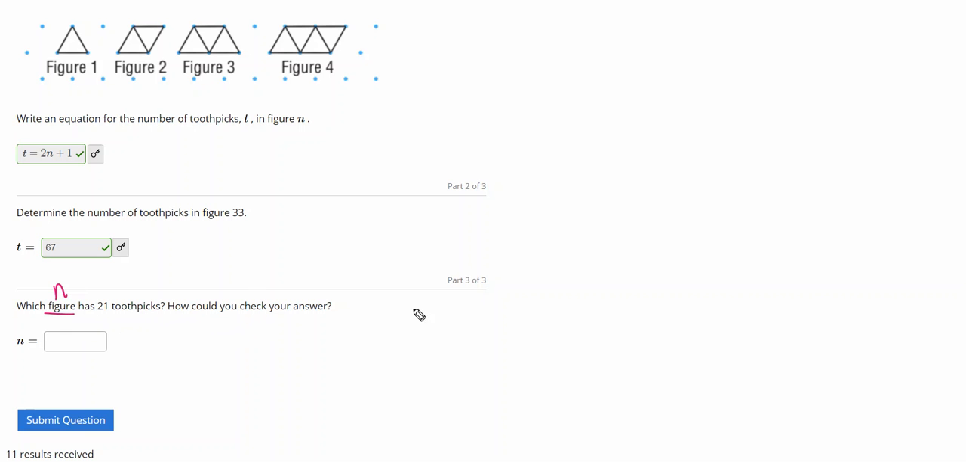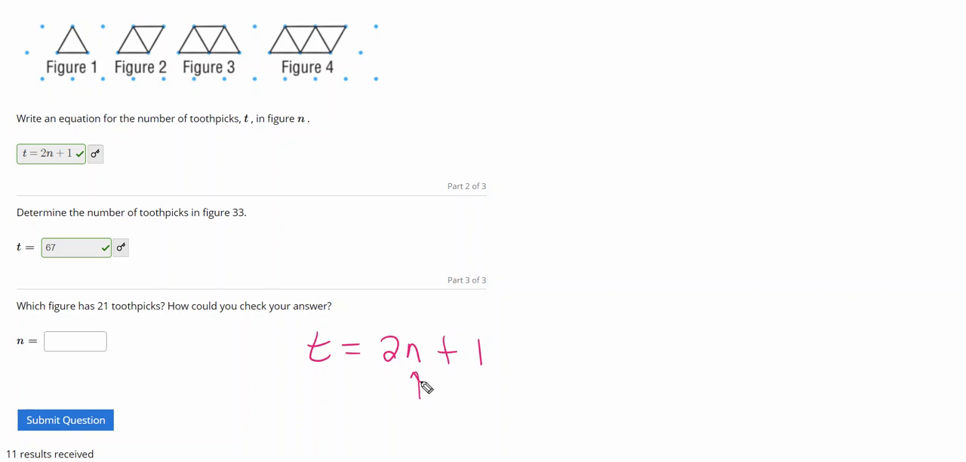So let's write out our equation again to see if we can make sense of this. So it says t is equal to 2n plus 1. Oh, sorry, never mind. This is just the same as the last question. All we've got to do is the same as the last one. So which... Oh, no, this is wrong. Okay, sorry, guys, I'm confusing myself. So which figure number has 21 toothpicks?